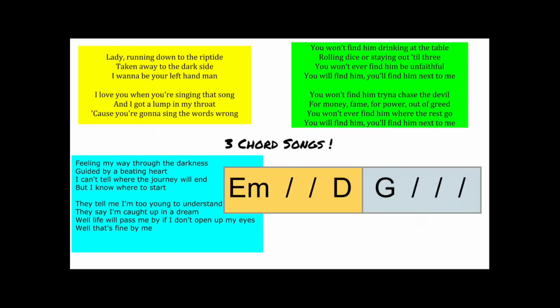Today we're going to learn how to record these 3 chord songs into GarageBand. So we've got 3 songs here and they all have the same chord sequence that goes E minor, D, G, 2, 3, 4, E minor, 2, 3, D, G, 2, 3, 4. So as long as we do them all in the same key, they all fit together.